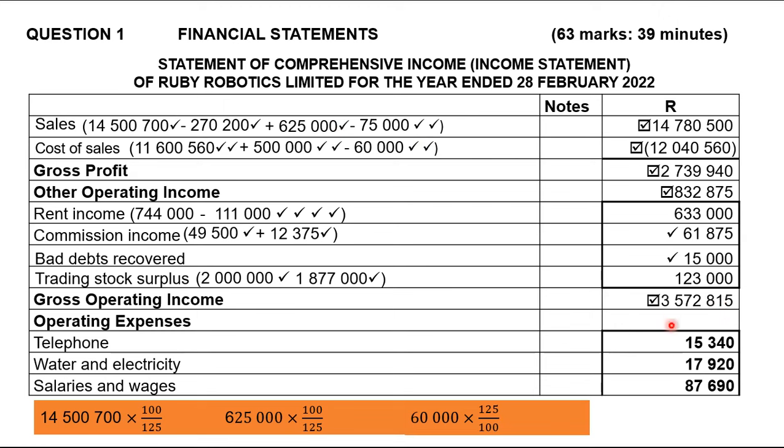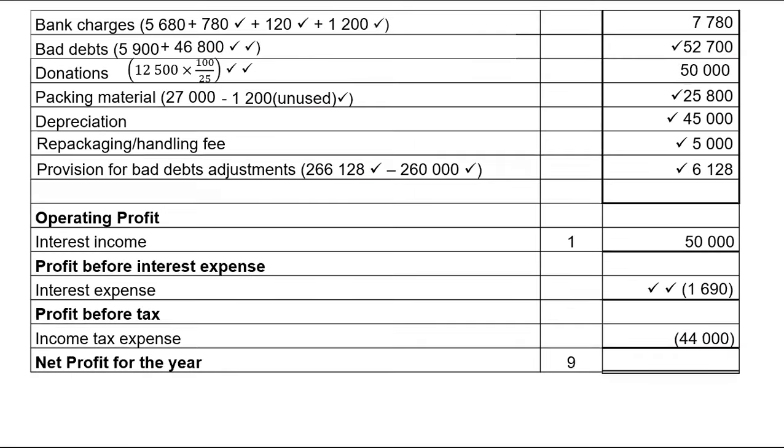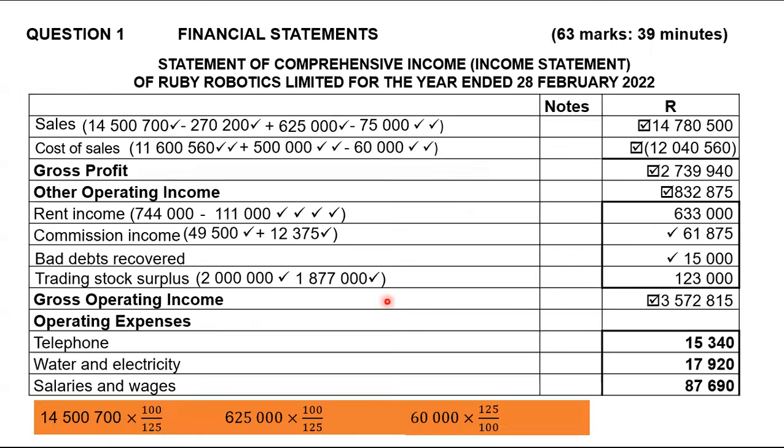Great. Now I've got another shaded box here, which represents operating expenses. I'm going to take this 15,340 plus 17,920 plus 87,690 plus 7,780 plus 52,700 plus 50,000 plus 25,800 plus 45,000 plus 5,000 plus 6,128. That total amount, I will put it here as operating expenses, but you're going to put it in brackets because these are expenses.